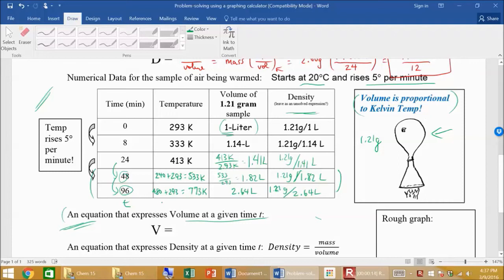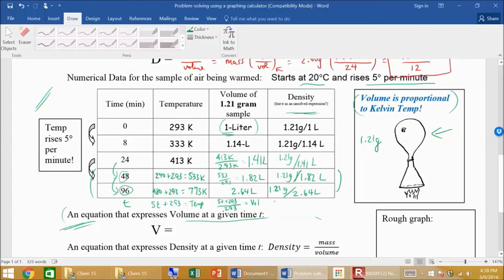At any time t, the temperature, you can see, always starts with this 293. That is constant. That was my initial value. And then this is 5t. 5t plus 293 equals the temperature at any given time t. The volume, since it's a ratio, will therefore be 5t plus 293, the current temperature, over the original temperature, 293. That's the volume at any given time t.